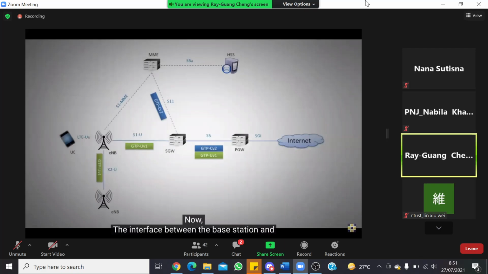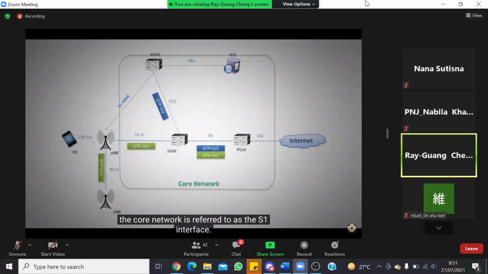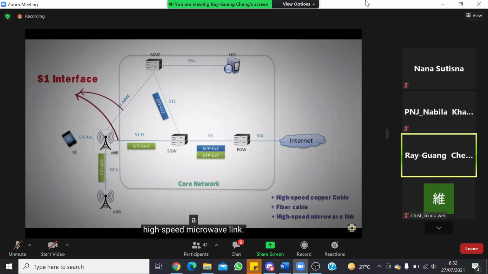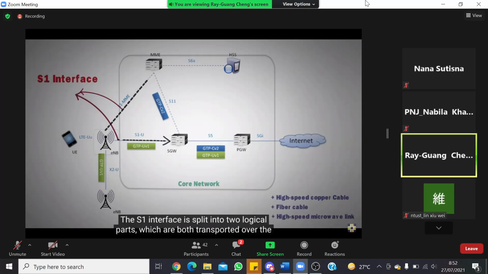Now, the interface between the base station and the core network is referred to as the S1 interface. It is usually carried either over a high-speed copper or fiber cable or alternatively over a high-speed microwave link. The S1 interface is split into two logical parts, which are both transported over the same physical connection.